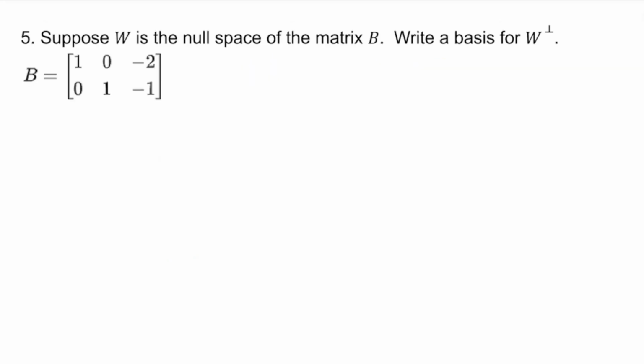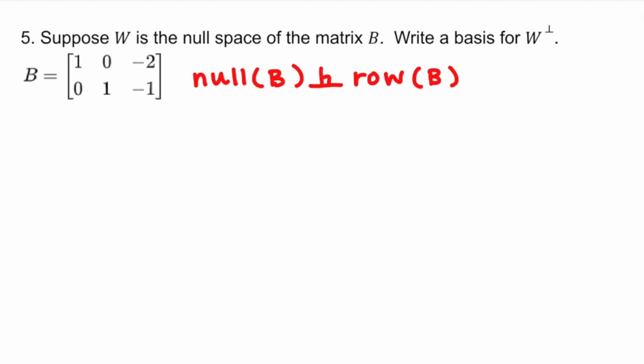This one's pretty similar to the last one, but we're just going to start off thinking about W as the null space of this matrix, and we want a basis for the orthogonal complement. What we know already is that the null space of B is orthogonal to the row space of B, so what we need to do is find the row space of B.